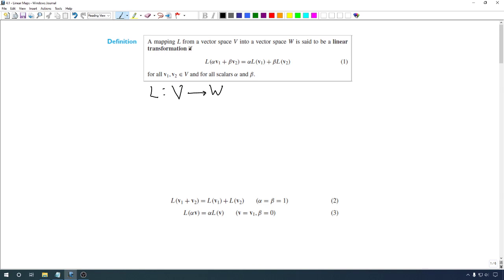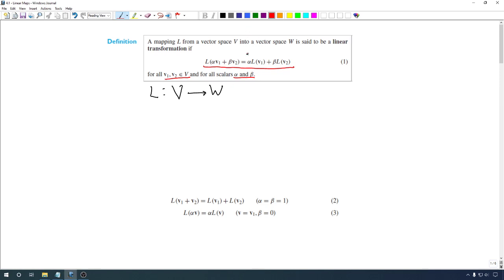But here, a linear transformation is a function L from a vector space V to another vector space W, where it satisfies this equation for every choice of two vectors v1 and v2, and any scalars alpha and beta. So remember, our scalars are just real numbers being multiplied to those vectors. But it's basically saying that if we have addition, we can split it up over addition, and if we have any scalar multiples, we can pull those scalars outside.